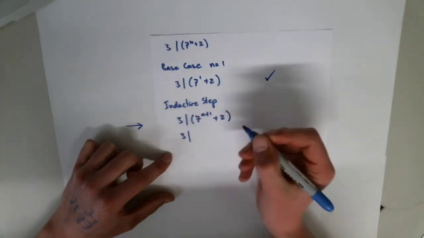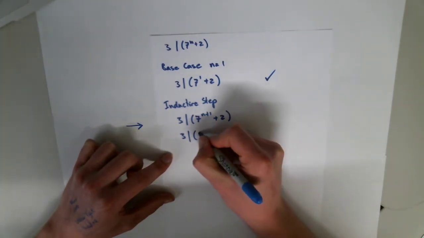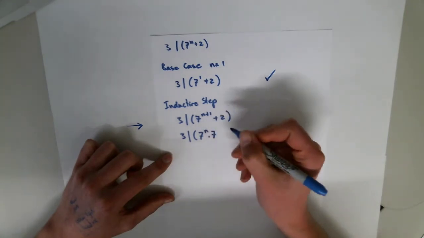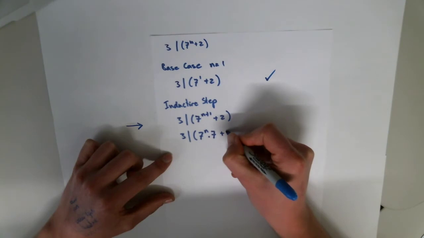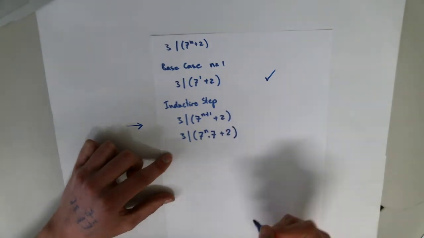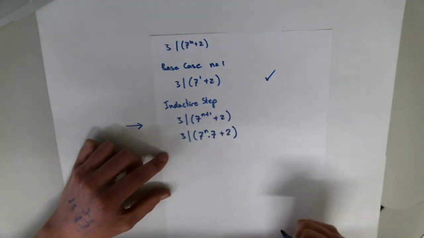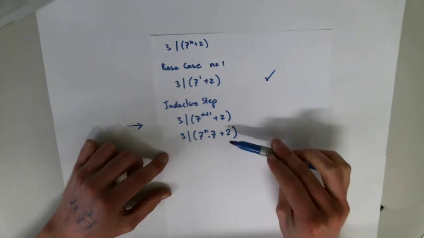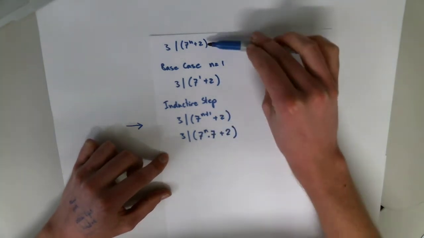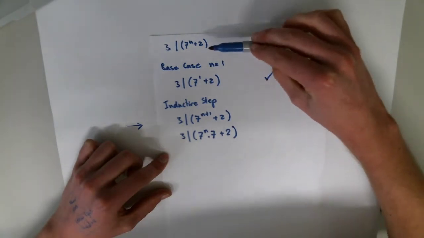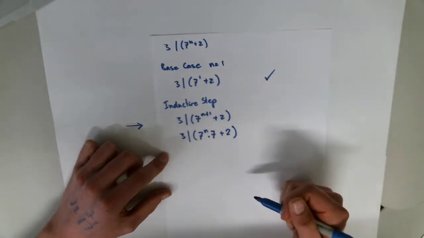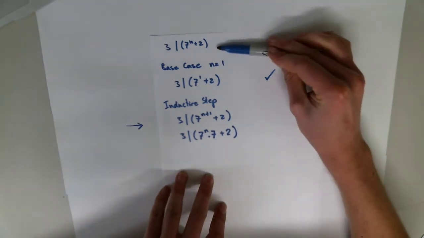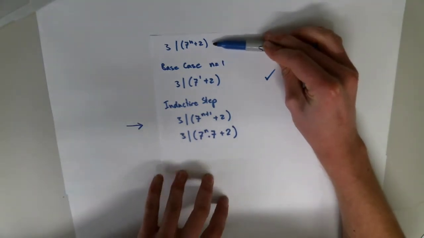The easiest way is to realize that 7 to the power of n plus 1 is the same as writing 7^n times 7, plus 2. Now, that really doesn't help us too much either, because we can't simplify this out. We can't easily get from here back to there, and then by showing this is true, infer that that is true.